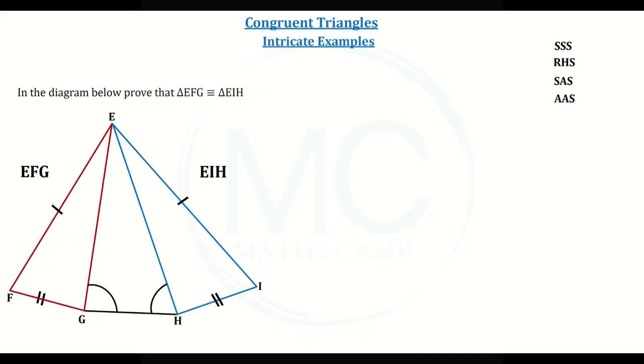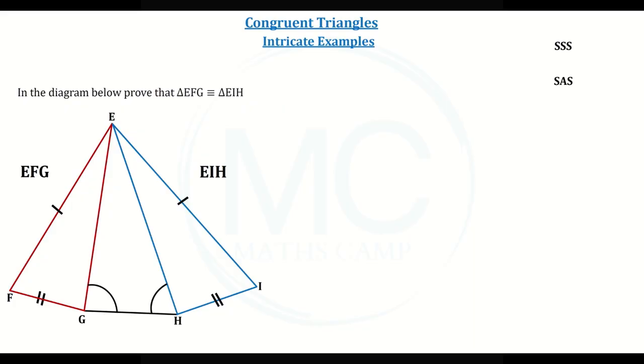Now we can consider the diagram. Straight away, we can see that we do not have any 90-degree angles. So let's take RHS out of our list of possible options. We can also see we've been given 2 pairs of equal sides, which means that we need to find a third pair of sides or a pair of angles. So we will not use AAS as a possible reason. So let's take this out of our list as well.